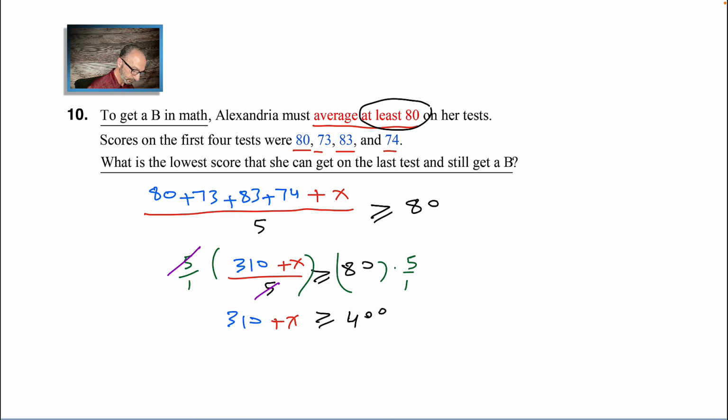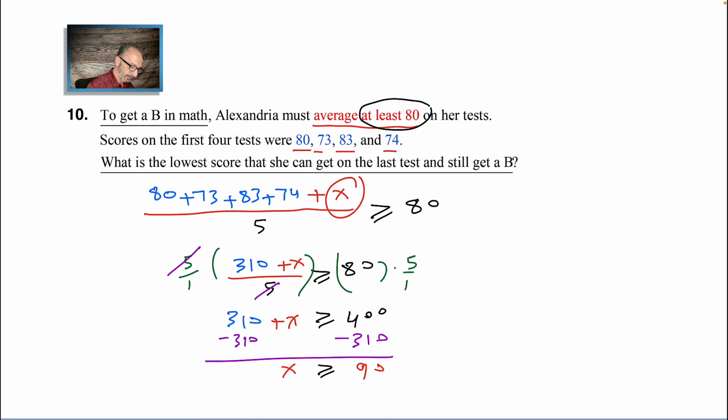Subtract 310 from both sides. That will keep the inequality the same. We end up with X, which is the score for the last exam or the coming exam, should be greater than or equal to 90.